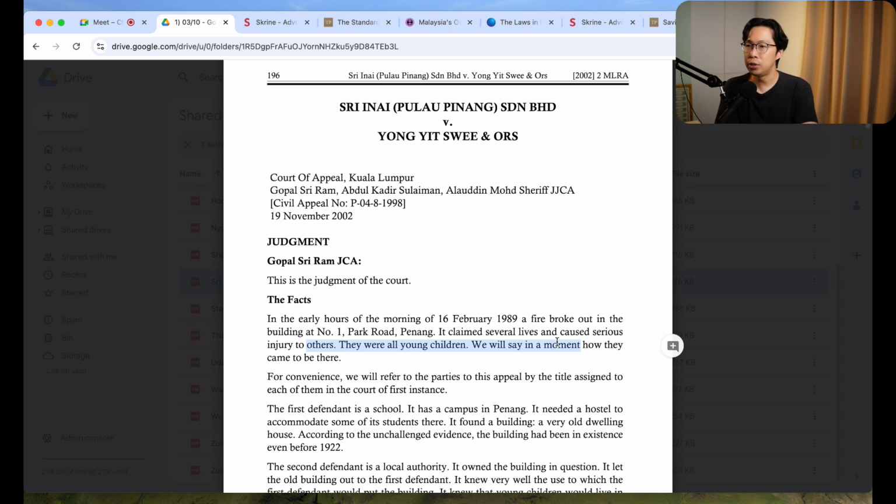So the issue was, should the Majlis Perbandaran be liable? The answer is yes. They should. This is a legal principle. And I want you to look at the reasoning why. Why they said the Majlis Perbandaran should be liable. This is your homework for today.